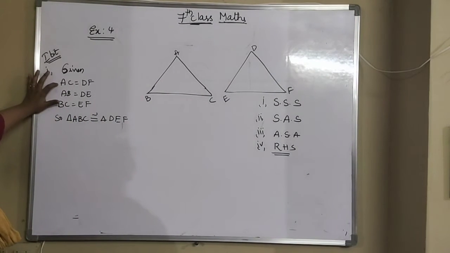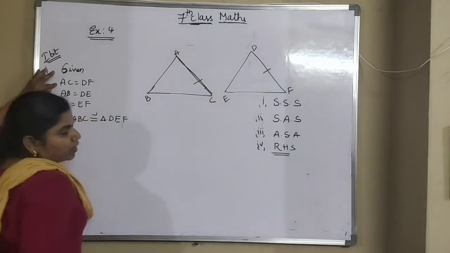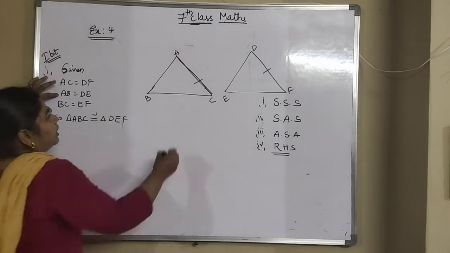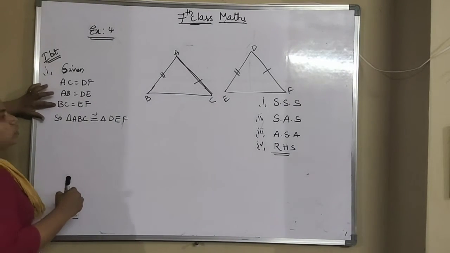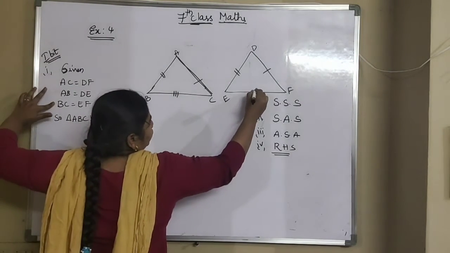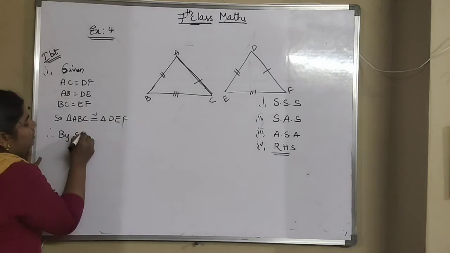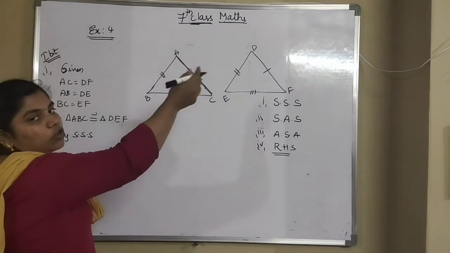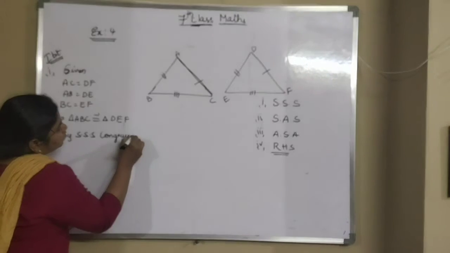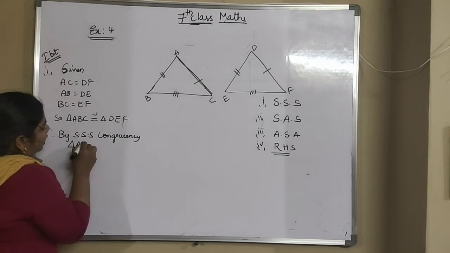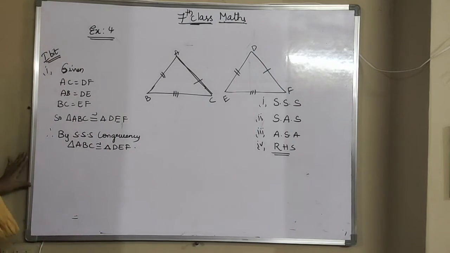What they have given, AC is equal to DF. So this AC side is equal to DF side. Next AB is equal to DE. AB side is equal to DE side. And next BC is equal to EF. So BC side is equal to EF side. So all three sides they have given. So by SSS congruency you can tell these two triangles are congruent to each other. By SSS congruency, triangle ABC is congruent to triangle DEF. So this is our first one.